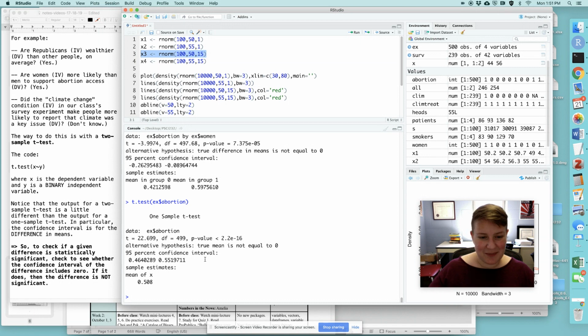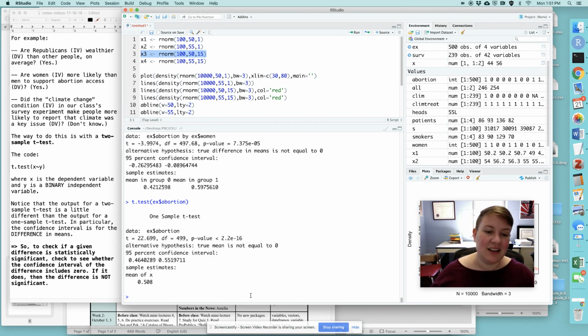And consequently, the p-value is tiny, but we're not that interested in the p-value. We're interested in the 95% confidence interval, which is 46.4% to 55.2%. And you can use that to reason as you will about the sample, about the true state of the population in terms of opinions about abortion, etc.